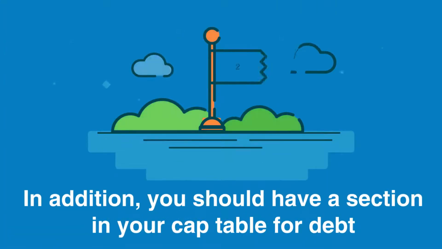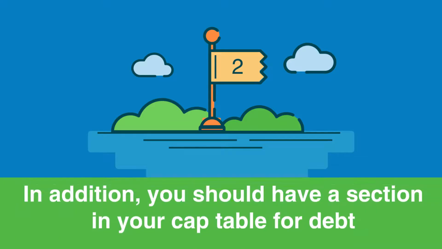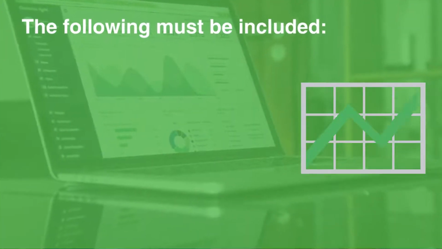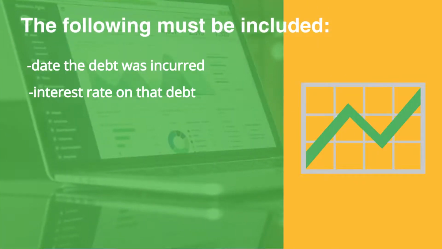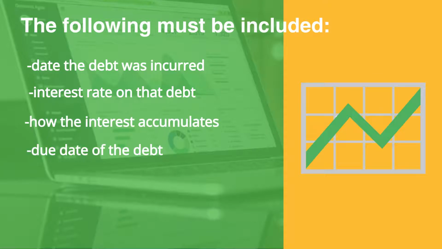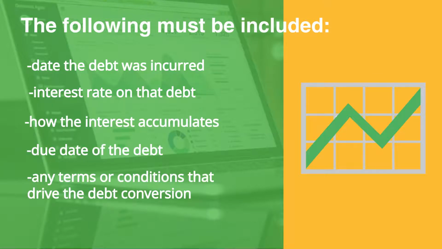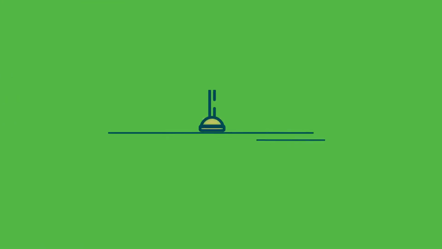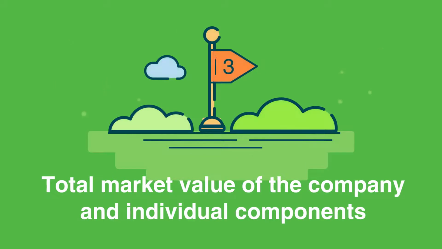In addition, you should have a section in your cap table for debt. You need to include the date the debt was incurred, the interest rate on that debt, and how the interest accumulates, the due date of the debt, and any terms or conditions that drive the debt conversion. Overall, this table is responsible for showing the total market value of the company and its individual components.